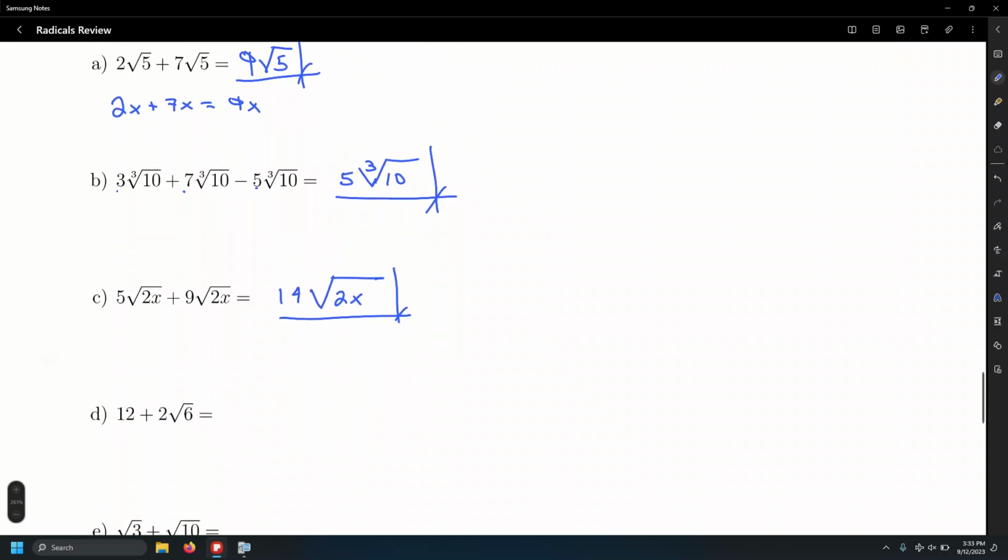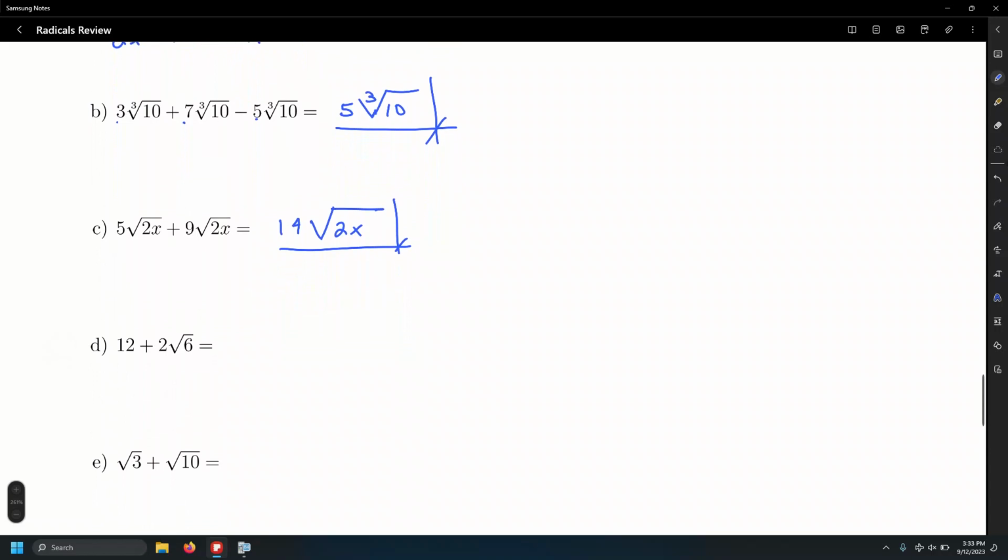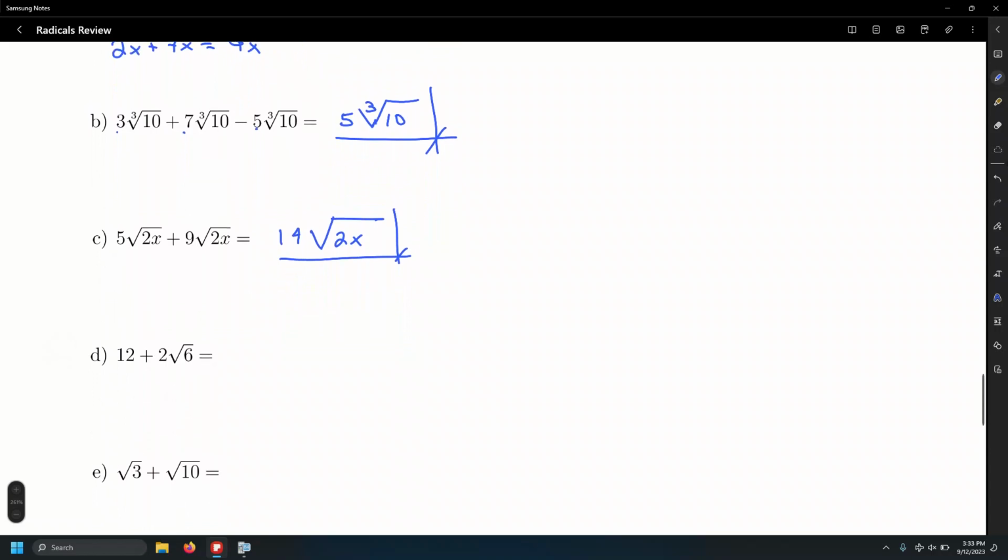What about letters D and E? Well, letter D. Let's do one at a time. Letter D, the first term is missing the radical, so we cannot combine an integer with a radical. So in this case, this is simply equal to itself, 12 plus 2 root of 6. There's nothing here to do.